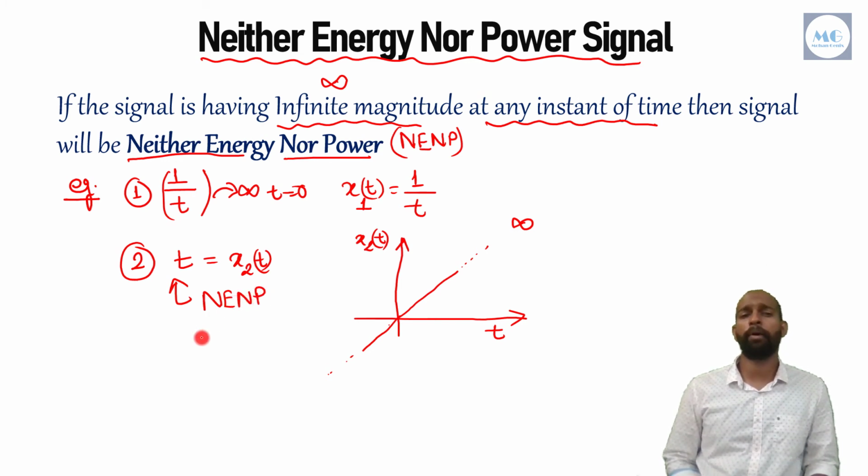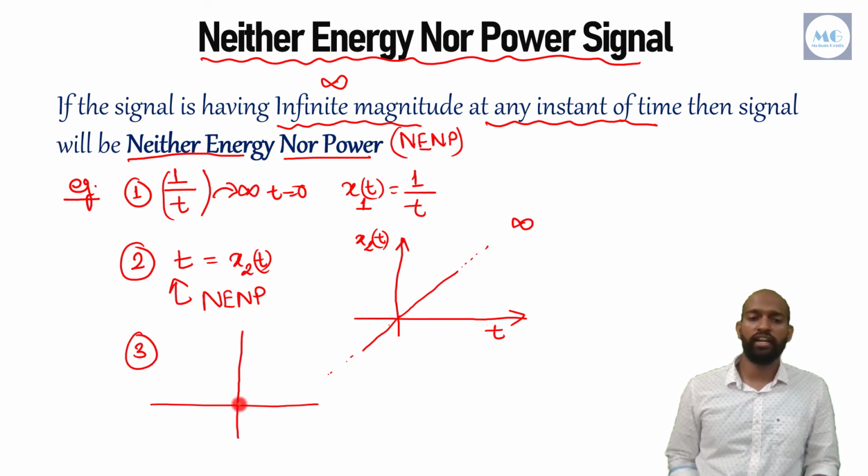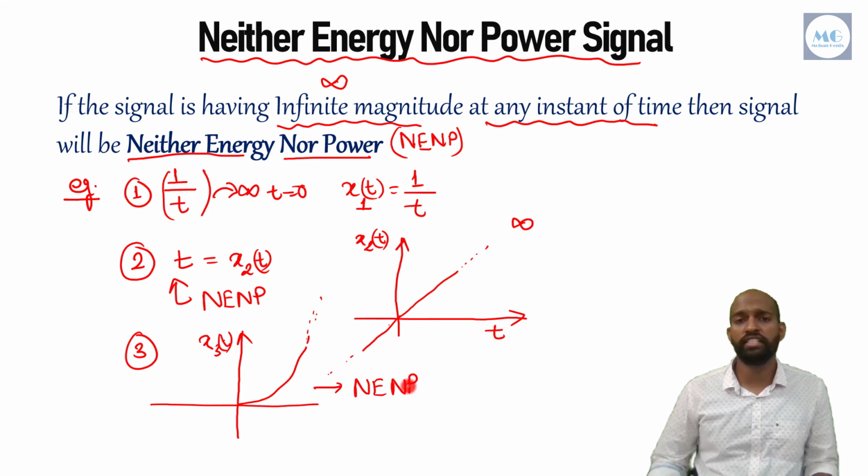Now let's take an example of a graph. We will draw a graph of this kind. Suppose it is approaching infinity. So this x3(t) will be a neither energy nor power signal. These are some examples. You can also find other examples.